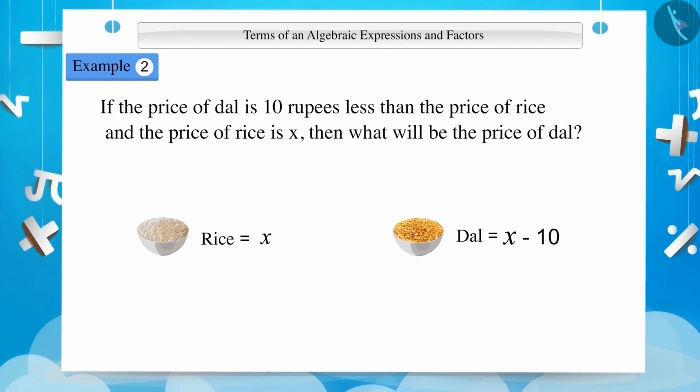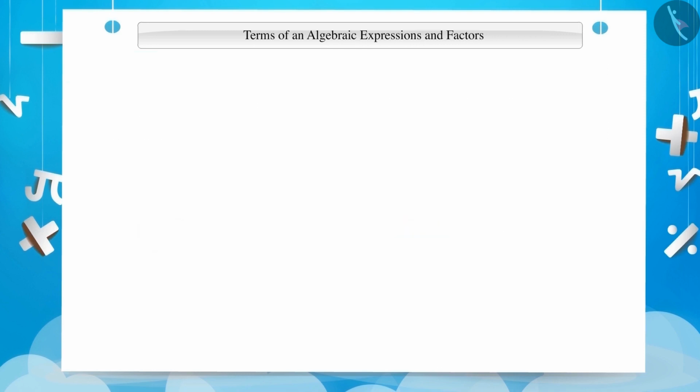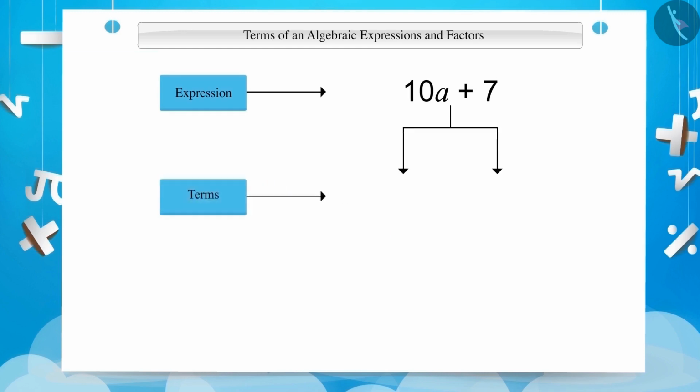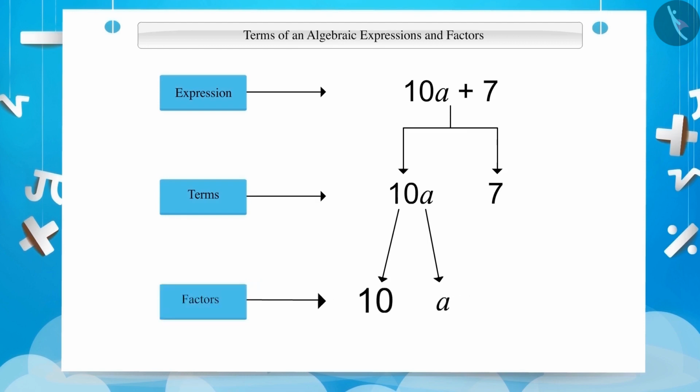There are two terms in this expression. First one is x and the second one is minus 10. Therefore, for an expression, terms are written this way using operations of addition or subtraction. These terms are called the terms of an expression. In the product of a variable and a number, the number is called the coefficient. For example, 10 is the coefficient of a in the expression 10a.